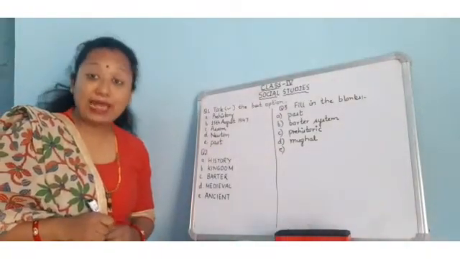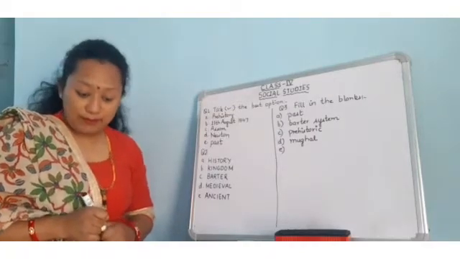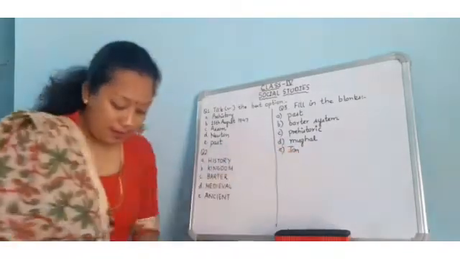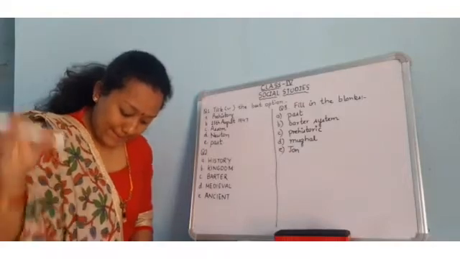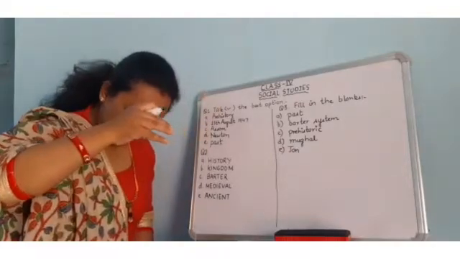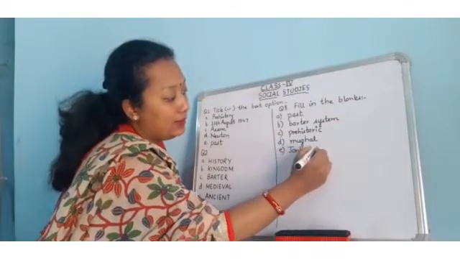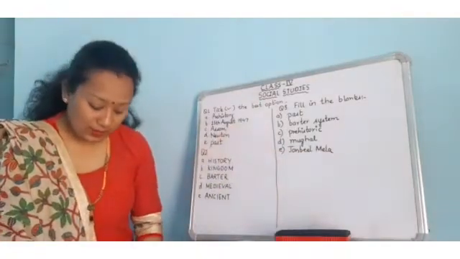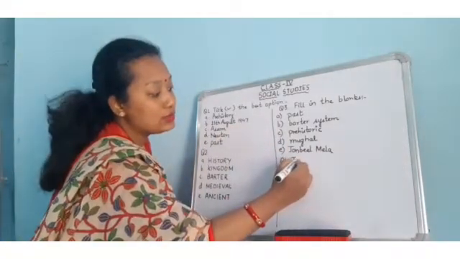Which is the annual fair that is held at Morigaon village in Assam? This is John Beel Mela. John Beel Mela. So this was question number 3. Now coming next to question number 4, that is true and false.